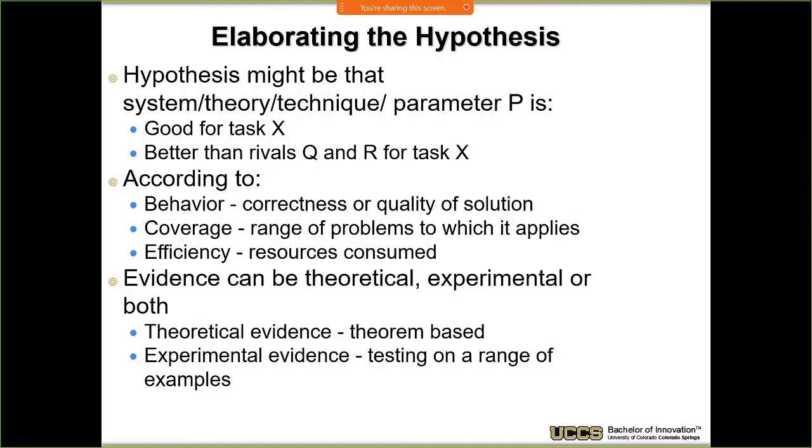Yes, so the second is a much better hypothesis, assuming that Q and R are meaningfully good algorithms, right? This is a better one. Why? Because I'm asking a more falsifiable question. Is it good for task X? Can I answer that question? Or how would I answer that question?